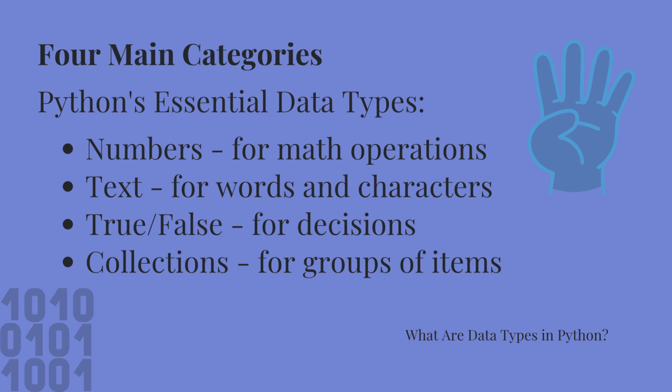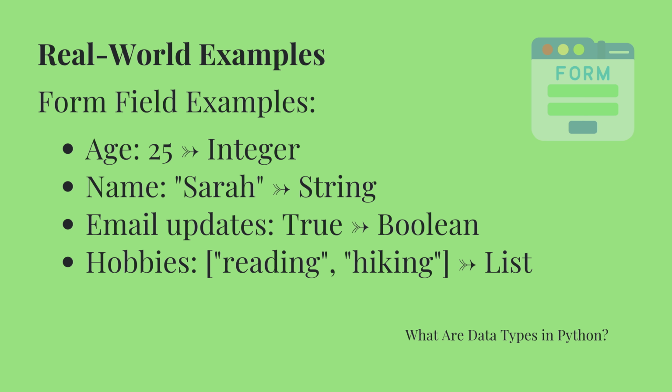We can think about how this plays out with some concrete examples. When you're filling out a form online, you're actually working with different data types. Your age, Python calls this an integer. You can do math with it, add years, subtract years, compare ages. Your name, Python calls this a string. You can't do math with Sarah plus Johnson, but you can join them together or search within them. Whether or not you want email updates, Python calls this a Boolean. It's either true or false.